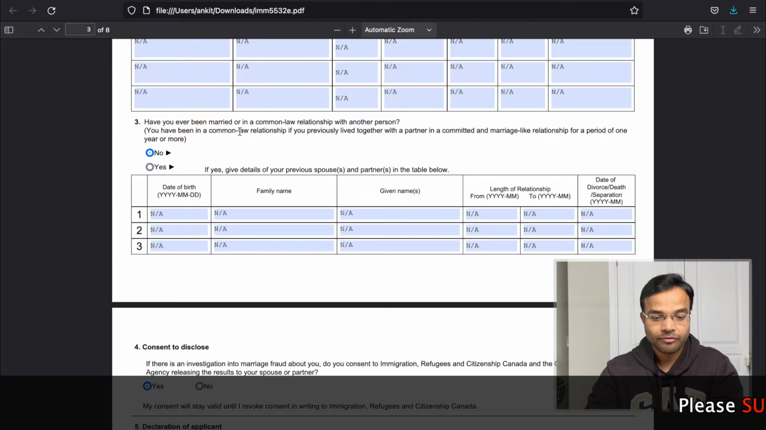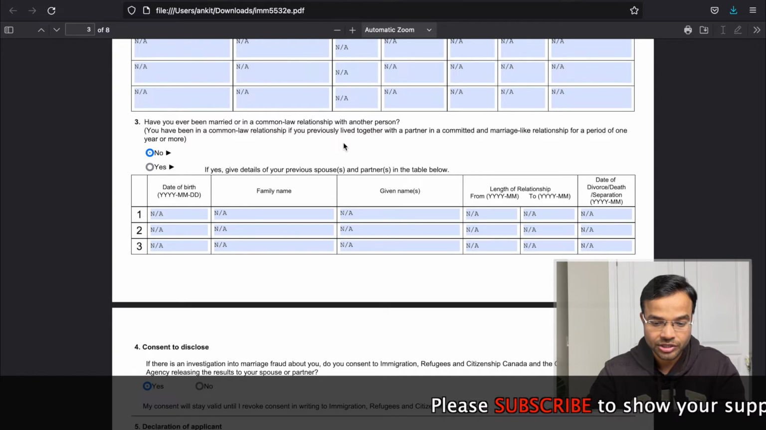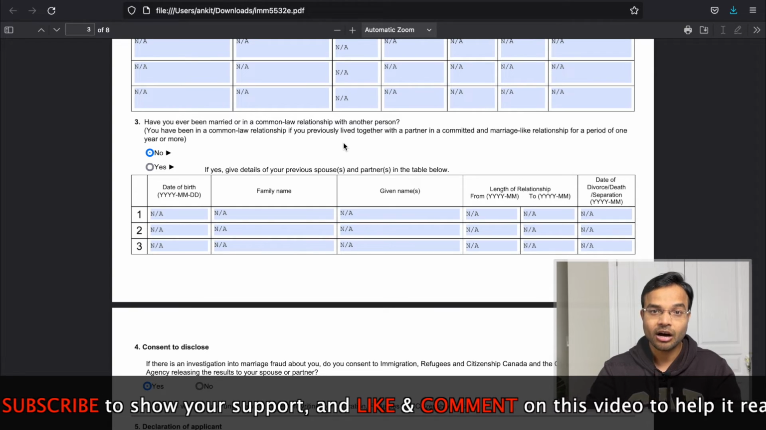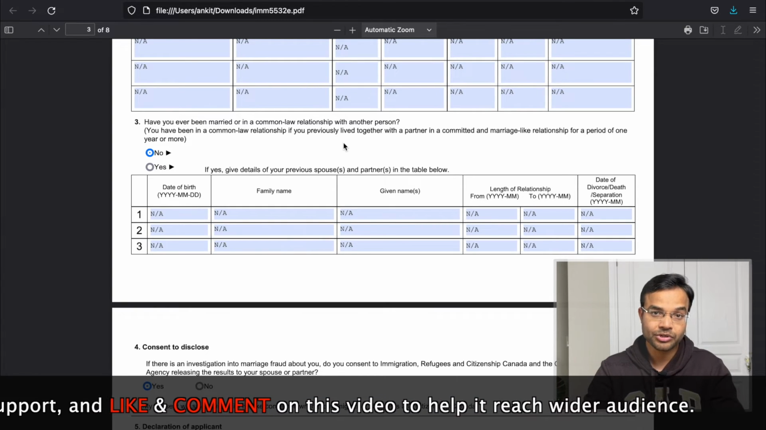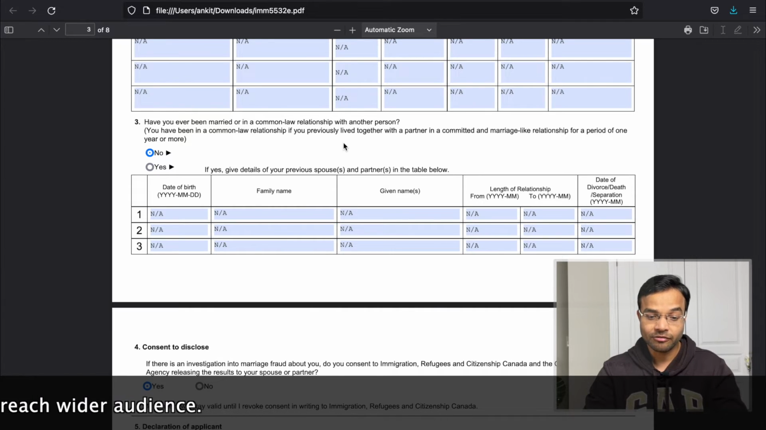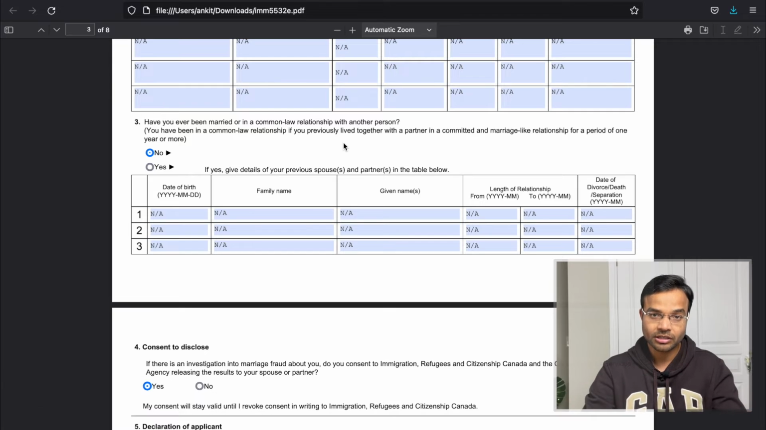The next question is, have you ever been married or in a common law relationship with another person? The way you respond to this question is exactly how the sponsor would respond to the same question that is in Part A. So in here, the principal applicant, if there are any past relationships which ended up in divorce, separation or death of the previous partner, then you are going to list that information in here. Make sure that you're able to provide justification to this particular section in the form of a certificate of separation or certificate of divorce or a death certificate if relevant.